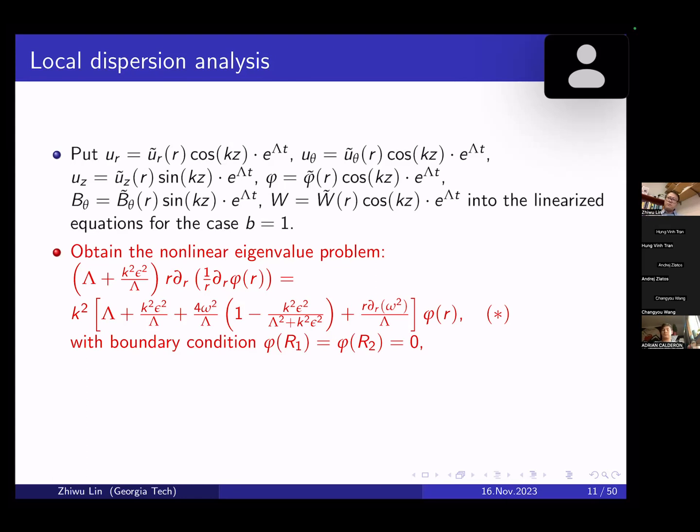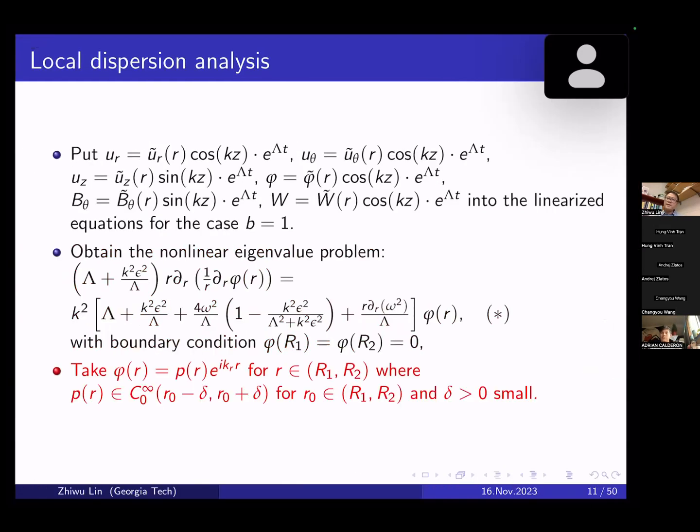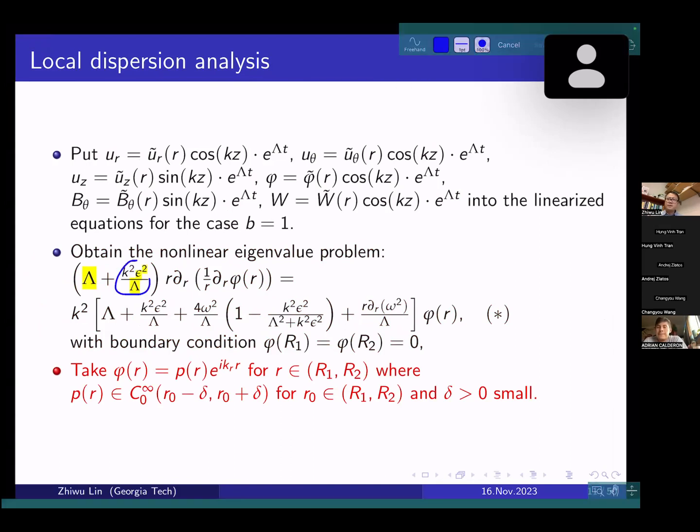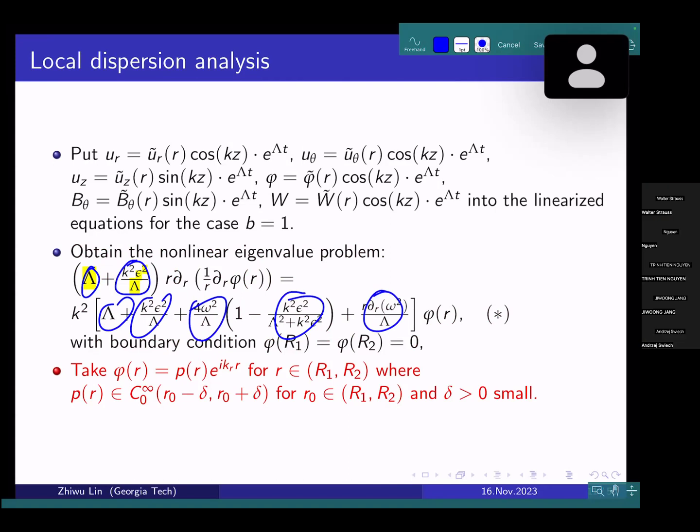Looks like it's just an ODE problem. But if you look at this problem, you see it's a nonlinear eigenvalue problem, because the eigenvalue lambda appears in several places. So it's not a trivial thing to solve this eigenvalue problem to find instability.